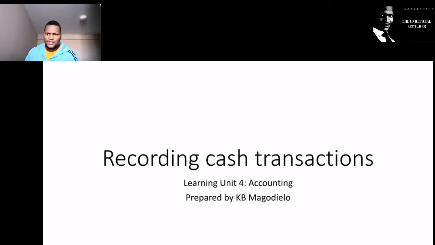So this learning unit is called recording the transaction. Basically, it's all about recording different transactions into different journals. That's all that you need to know, but there is a way of learning that we use as well.